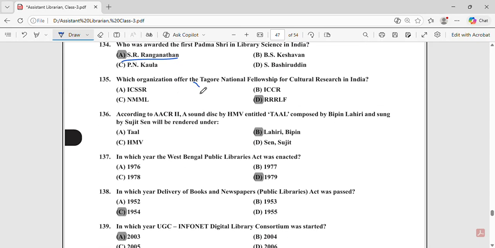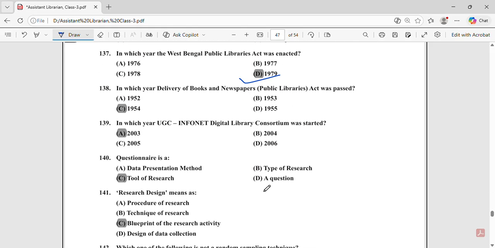Who was awarded the first Padma Shri in library science in India? S.R. Ranganathan. Which organization offers the Tagore National Fellowship for Cultural Research in India? RRRLF. According to AACR2, a sound disc by HMV entitled Tal, composed by Bipin Lahiri and sung by Sujit Sen, will be rendered at the Lahiri Bipin.